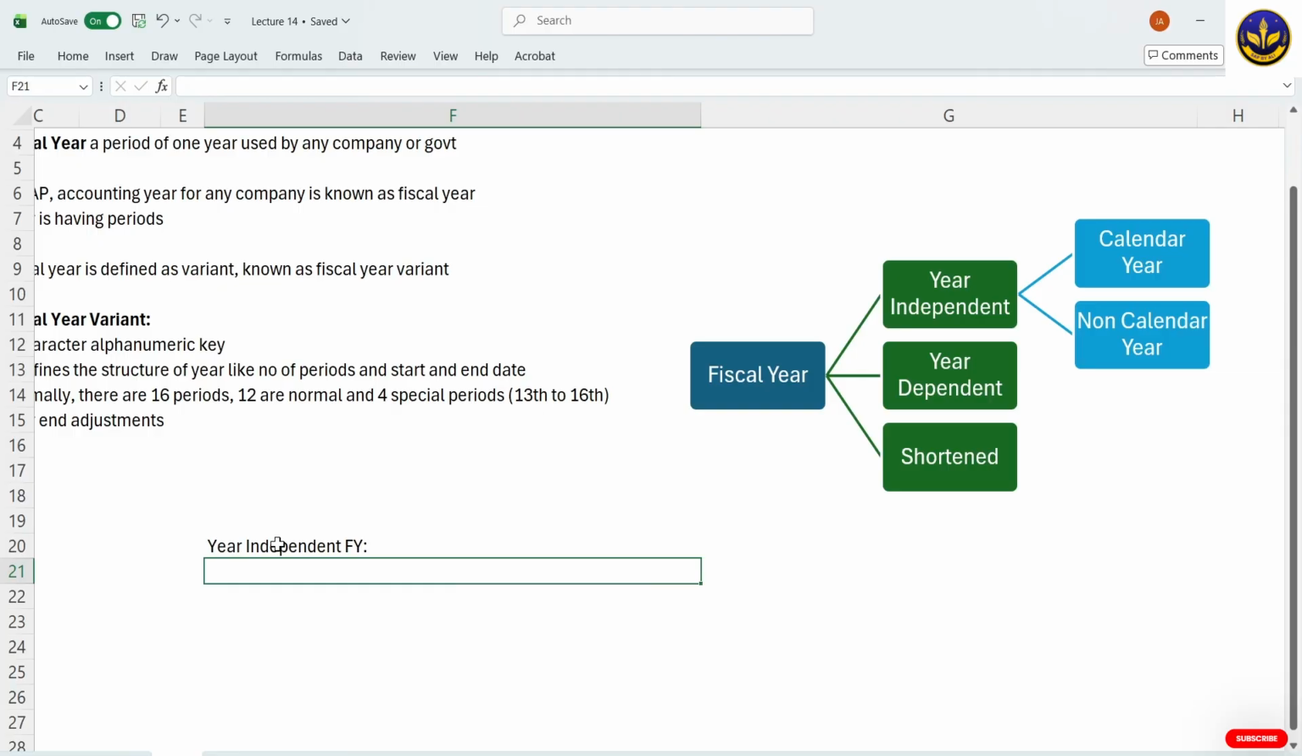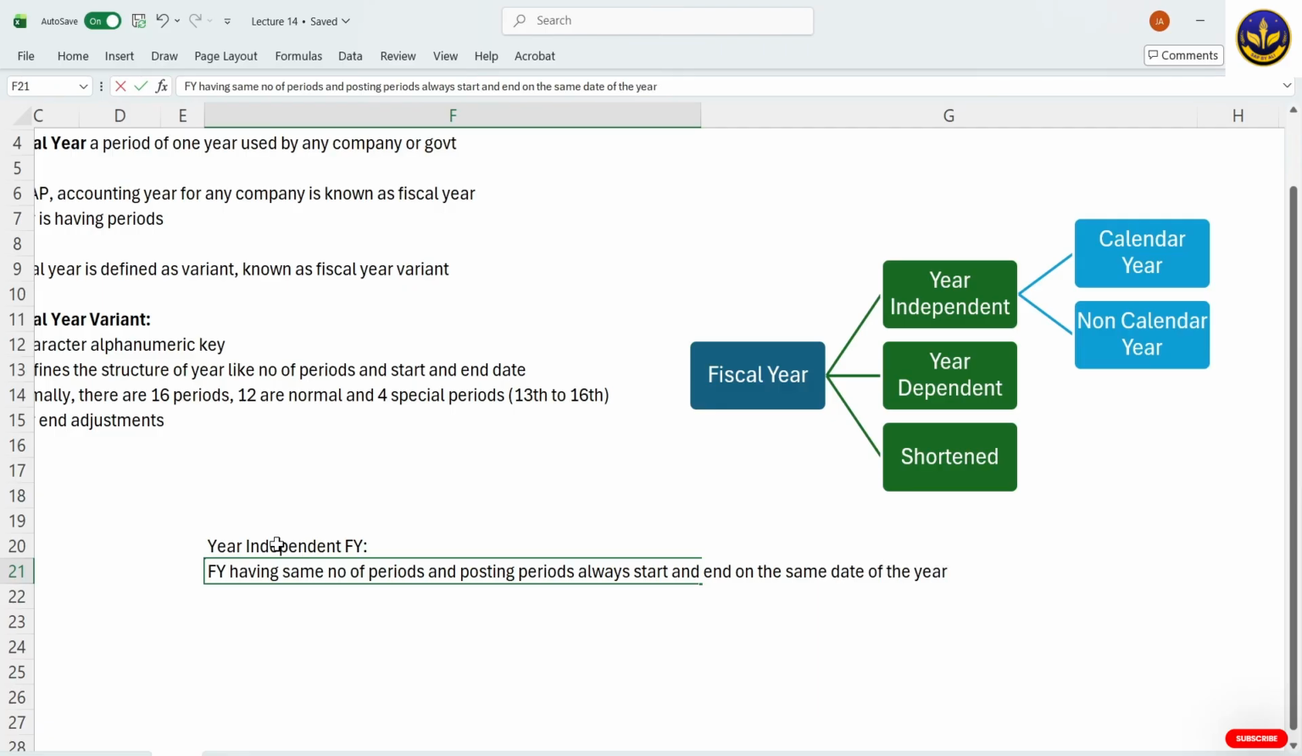So what do we understand by the year independent fiscal year? Let me define it. A fiscal year having the same number of periods and posting periods always starts and ends on the same date of the year.